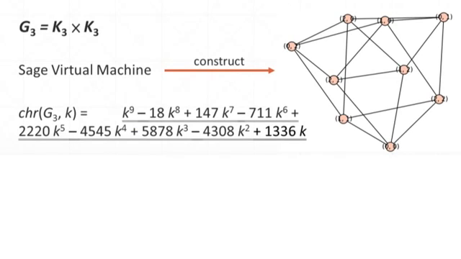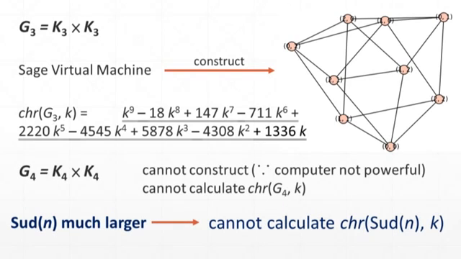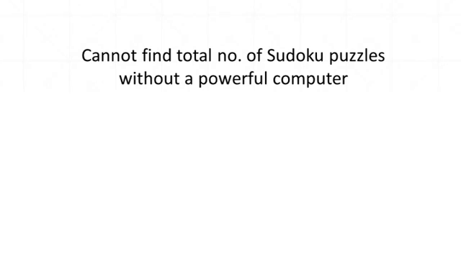Besides using the deletion contraction method, we can also use the Sage virtual machine to construct a graph and calculate its chromatic polynomial. However, the Sage program requires extensive power to construct the direct product of K4 and K4. Without more powerful computers, we cannot calculate its chromatic polynomial. As suit n is much larger than G4, its chromatic polynomial cannot be calculated. So it is impossible to find the total number of Sudoku puzzles without powerful computers.